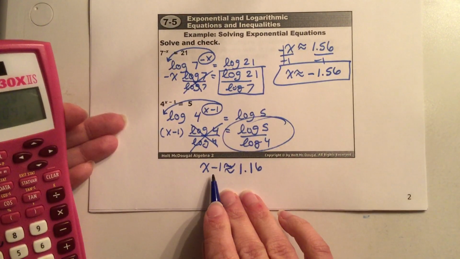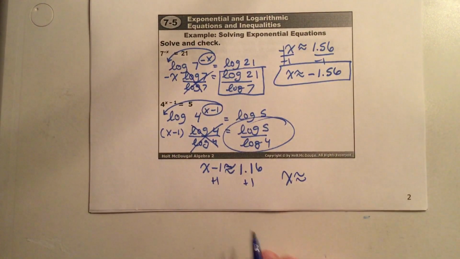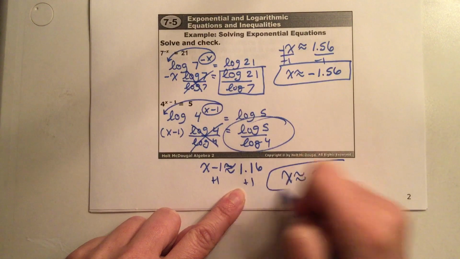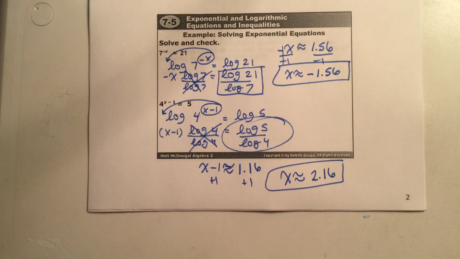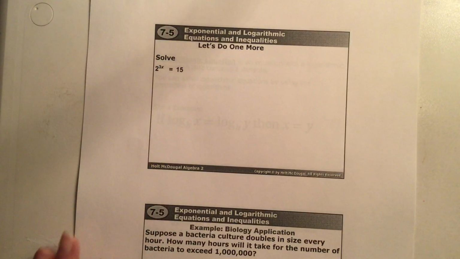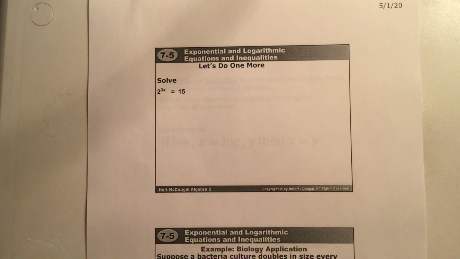Last step, if I want to solve for x, I need to add 1. So x is approximately 1.16 plus 1 is 2.16, and we're done. Super fun. Those of you who like to solve equations, today is your day, okay? We're going to do one more. Step 1, see if you can figure out a common base.